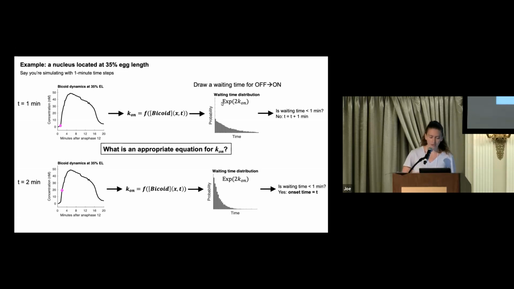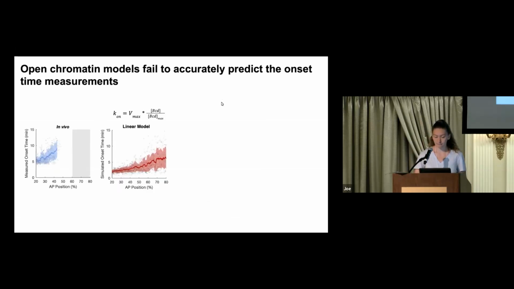So this simulation approach relies on understanding how K on depends on Bicoid concentration. So what is an appropriate equation for K on? With the model, I tested the hypothesis that Bicoid could be interacting with open chromatin in order to upregulate transcription. And one way you could reflect Bicoid's interaction with open chromatin is simply to linearly relate K on to the normalized Bicoid concentration. However, with this definition, while the model can simulate an increase in the mean and variance of onset time across the AP axis, it doesn't simulate the posterior boundary of expression.